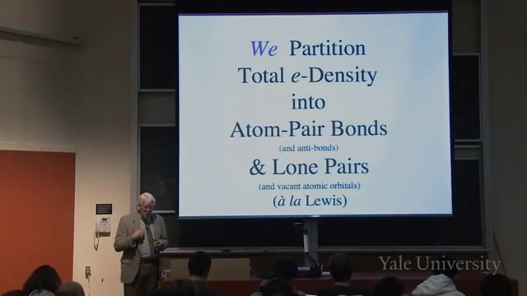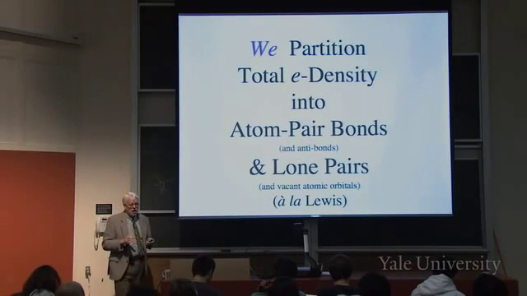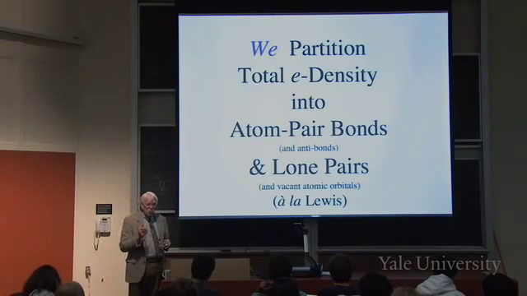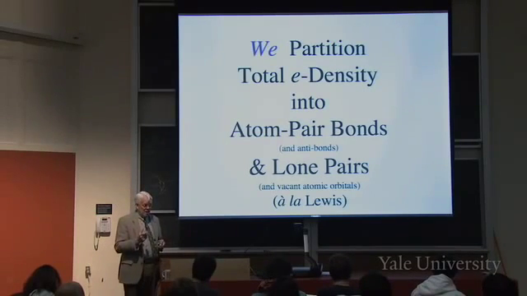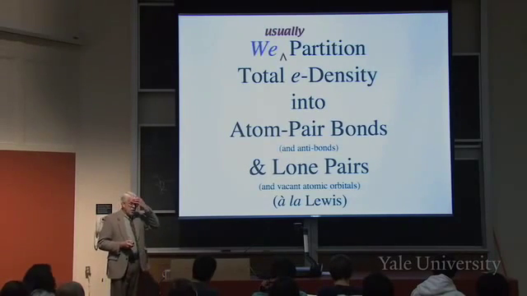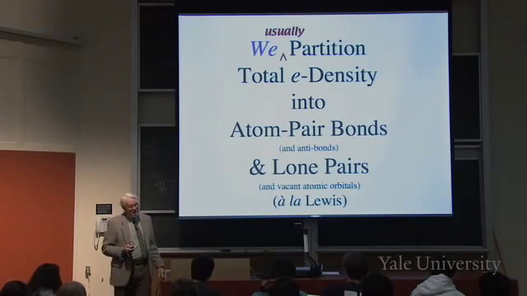What we want to do as chemists to understand it is to partition the total electron density not into these molecular orbitals, but into atom pair bonds, right? And antibonds, as you'll see, and lone pairs, the same stuff Lewis talked about. Okay, that is, we usually do this, but sometimes it doesn't work.